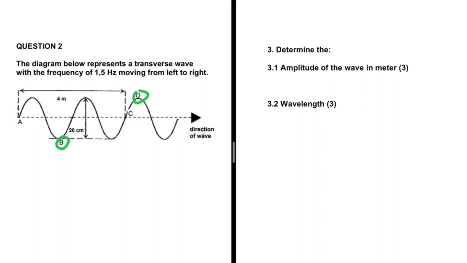Question 3. Determine the amplitude of the wave in meters. Right, let's go ahead and take a look. Just like the question we solved previously, we are given the distance between the trough and the crest. And we know that if we are given the distance from the trough to the crest, you divide it by 2 in order to get the amplitude. So we're going to have the amplitude being equal to 20 divided by 2. This is equal to 10 centimeters.